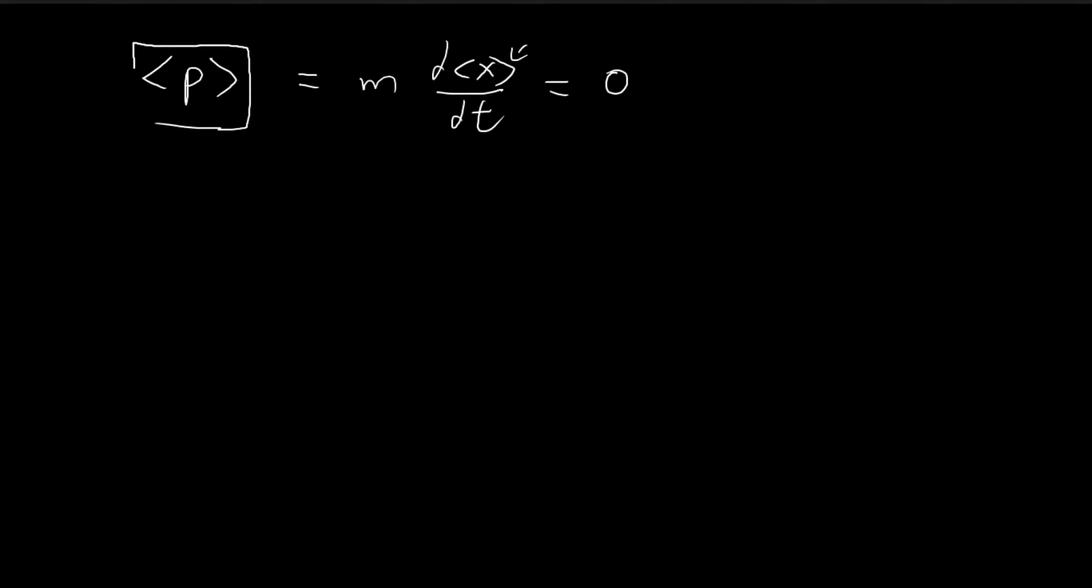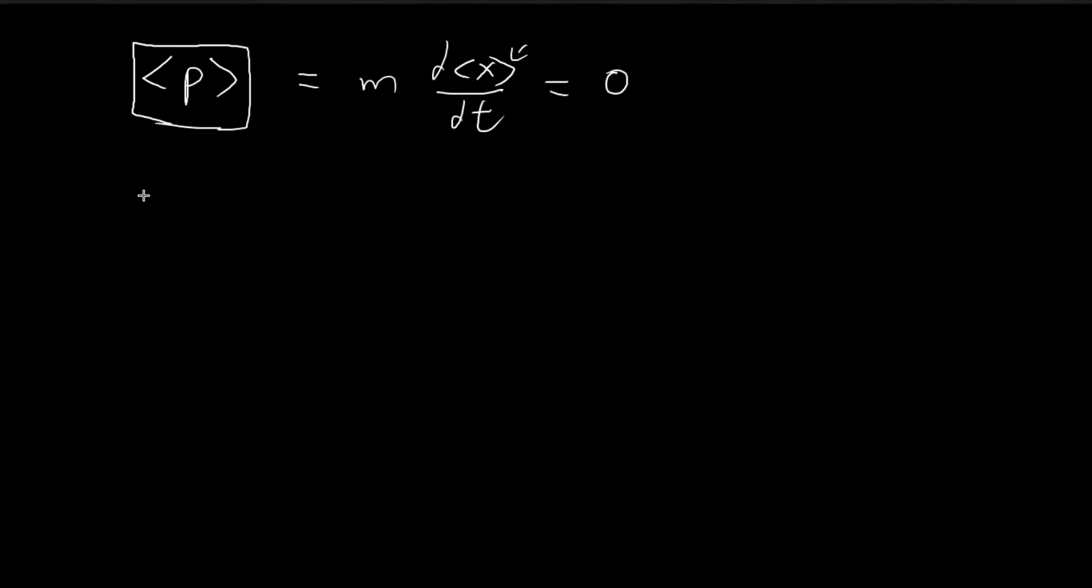Moving on to the expected value of p, this can be calculated by taking the time derivative of the expected value of x, and since this expression is equal to 0, then of course this is also going to be equal to 0. So we found this as well. This is also equal to 0.